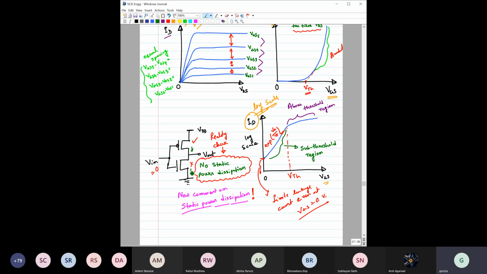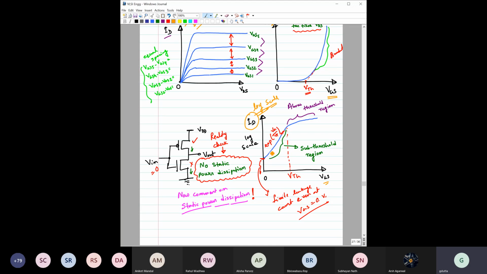So earlier we mentioned there is no static power dissipation, but you remember I always put one star on top of that. So that was the reason. Is it really true that there is no static power dissipation in a CMOS inverter? The answer is no. There is static power dissipation even in CMOS because of this leakage current. Okay. Now there are a couple of things that you should also know.